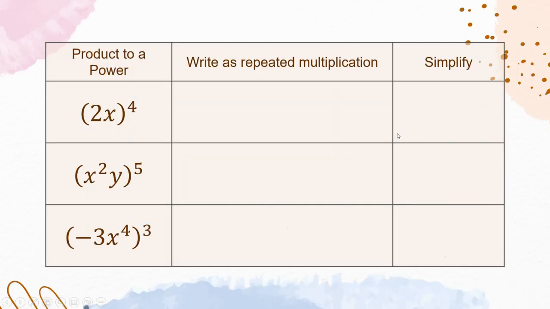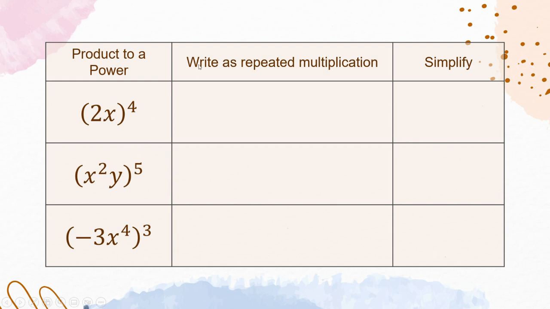Okay, let's take a look at product to a power now. What is a product in math? That's something we should think about when we're looking at these kinds of problems. What does product mean? Product is the answer or the result of a multiplication problem, right? So 2x, this is saying 2 times x, 2x, that's a product. Okay, so we're going to raise 2x to the fourth power.